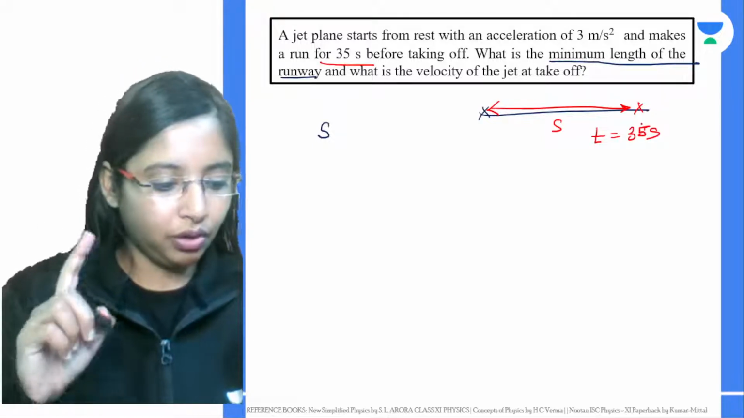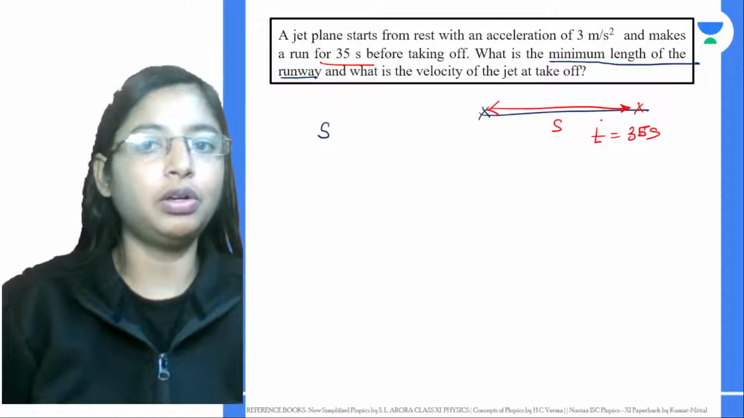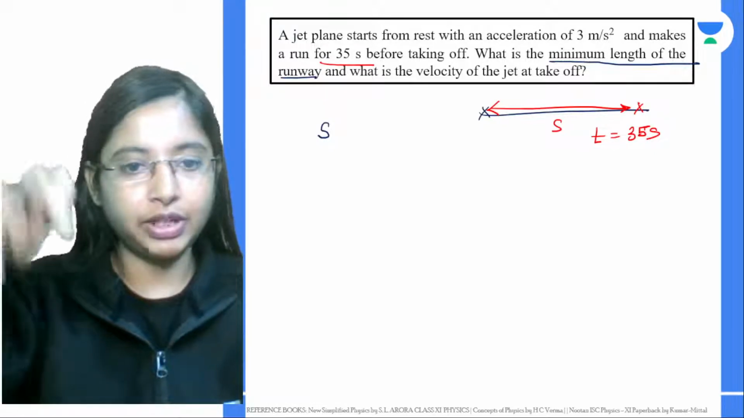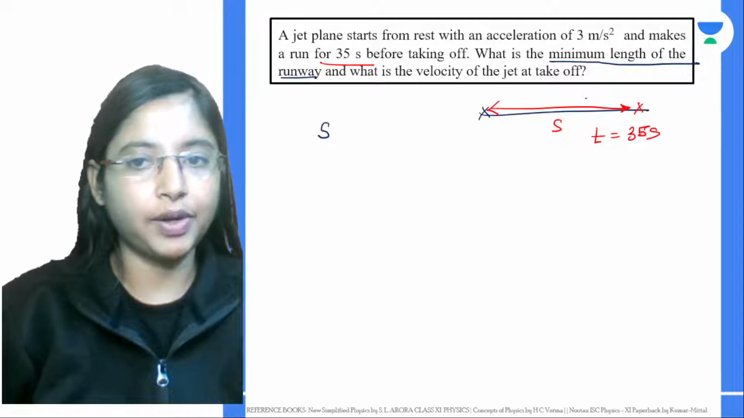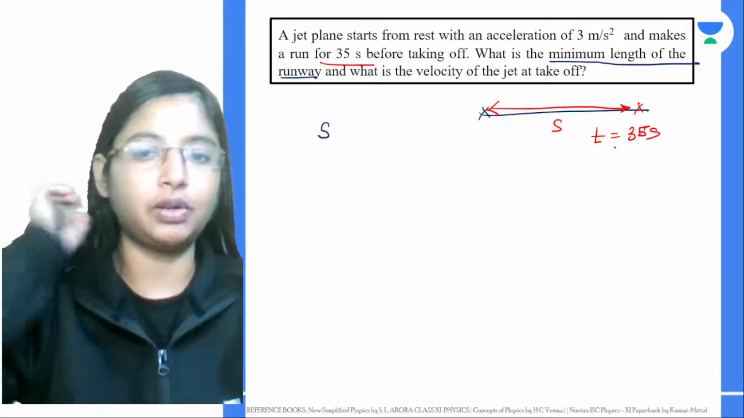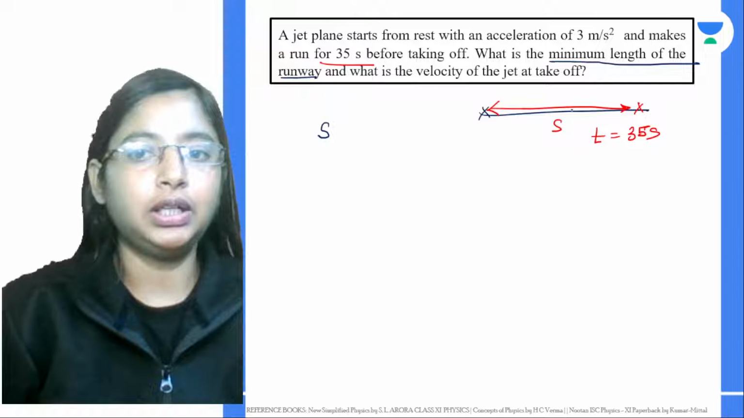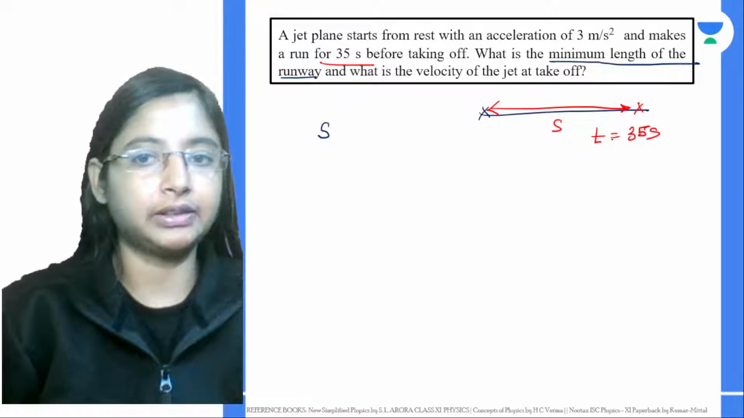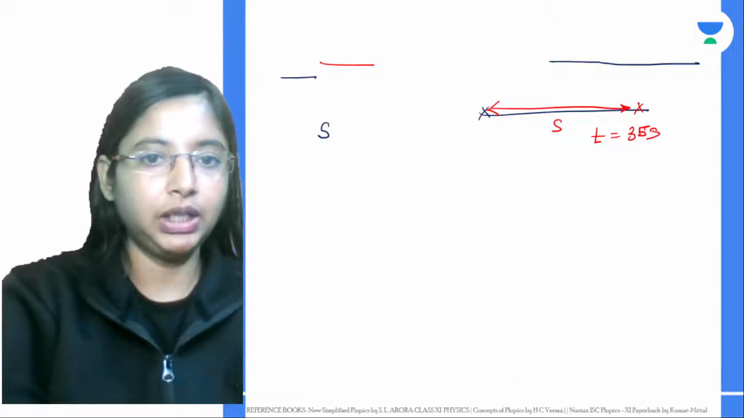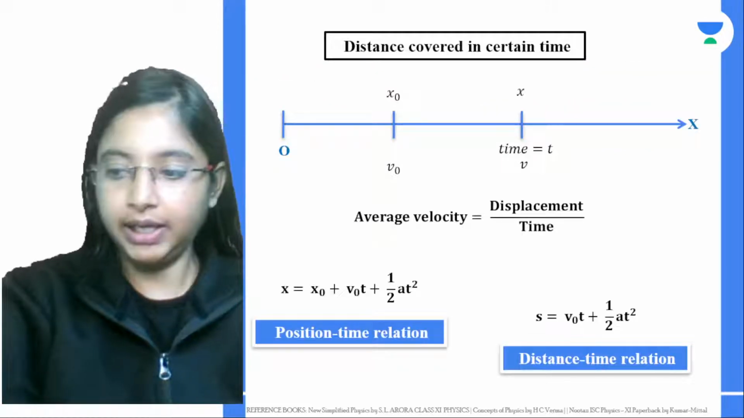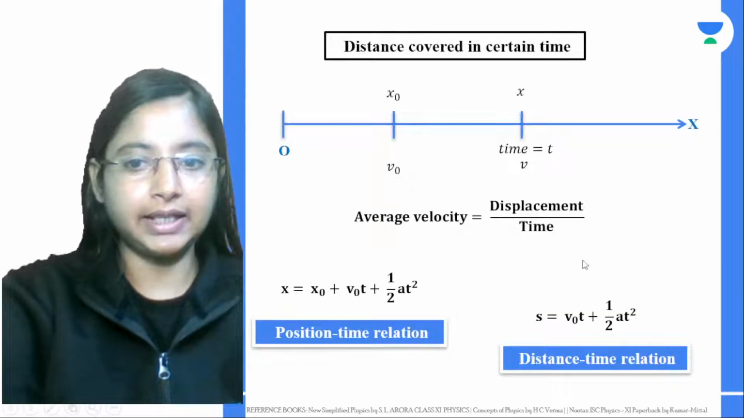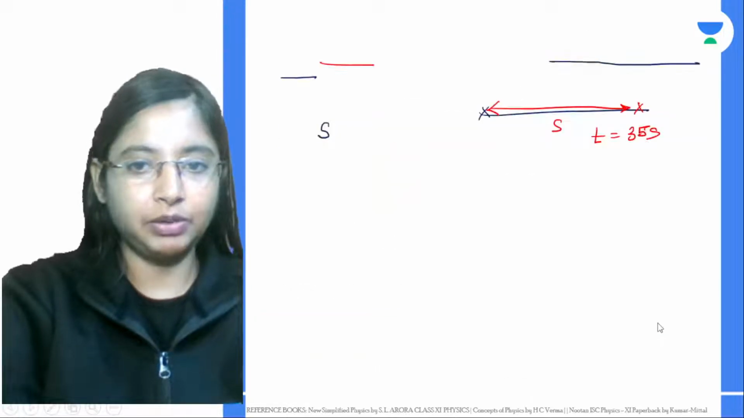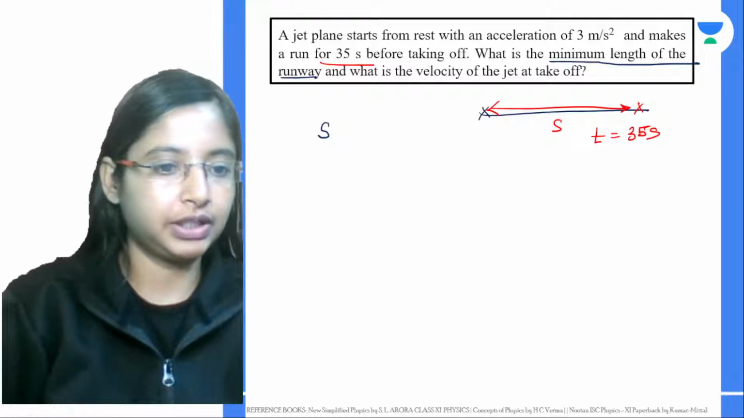Also all of the questions here are taken from your reference books, and this question is taken from the New Simplified Physics by S.L. Arora. So here, if you see, this is the distance and this is the time it takes. Now you need the relationship between distance and time, right? So here you can use the distance time relation. You know the time and you want to find the distance.